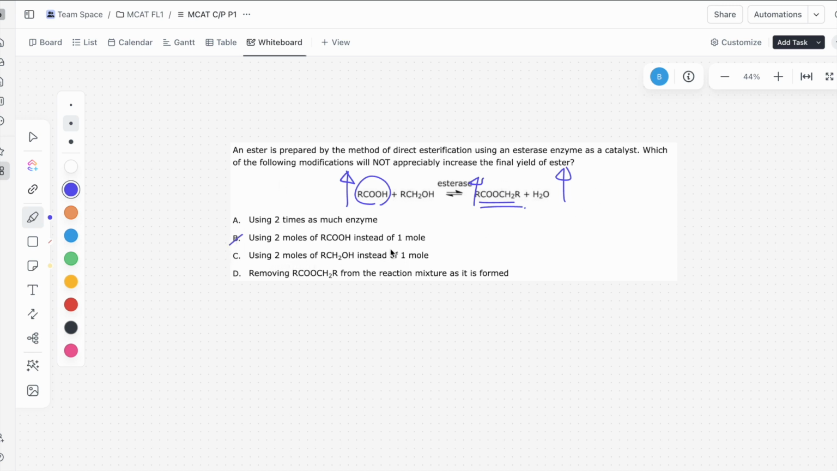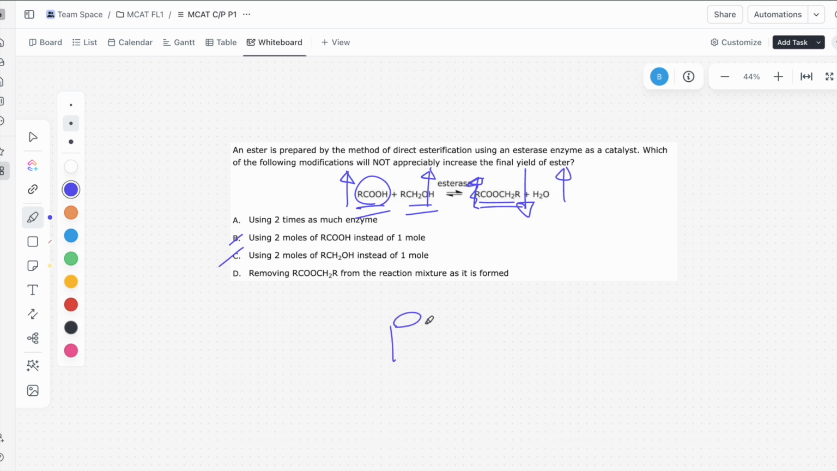This one says using 2 moles of RCH2OH instead of 1 mole. Same idea as B. Increase this, and you're going to increase the right side too. Finally, D, removing the ester, RCOOCH2R, from the reaction mixture as it forms. If you decrease the amount of this, Le Chatelier's, again, tells us that to rebalance the equilibrium, we're going to fill the gap formed by decreasing the amount of ester, and the way we do that is to use up more of our reactants to increase the amount of ester. So as we remove it, we're actually creating more ester as it happens.